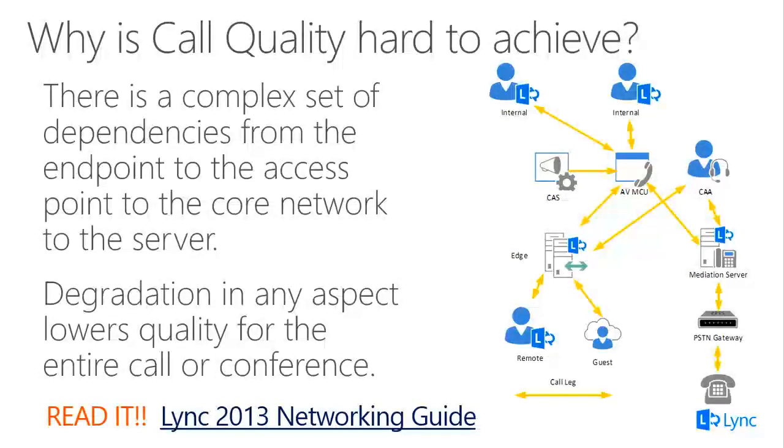So if you look at this diagram, each of these yellow arrows, any one call is composed of multiple of these arrows or call legs or voice streams. And you can imagine some very complex scenarios. If all of us in this room were together in a conference call, we'd each have a media stream out from the AVMCU. And if one of you was using a crummy headset or had an underpowered PC or was sitting in Starbucks with crummy Wi-Fi, you bring the quality of the entire call down. So there's this complex set of dependencies. It's almost like a chain or a web, that if any one link of that chain, any one of these yellow lines is poor, it impacts the entire call.